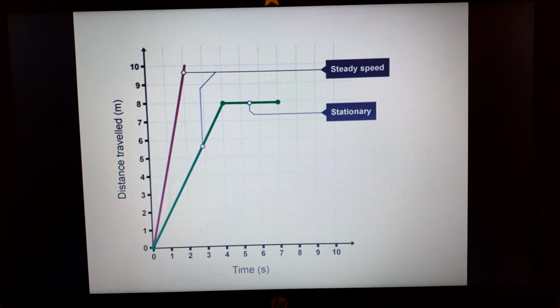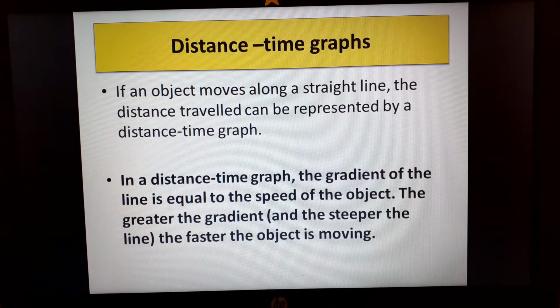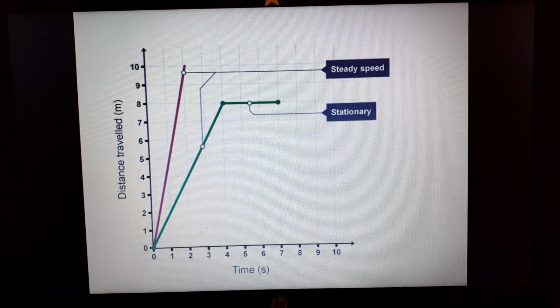Now, the steepness of the gradient, or the inclination of the gradient, actually shows you if the object is moving faster or slower. The steeper the line, the faster the object goes. Once you have steepness in the line, that means the object is moving. However, when the line goes steady, which means there's no change in distance anymore, that means the object has stopped. When you have distance and time, and you have a flat line at one point, that's the final distance. You have reached this.